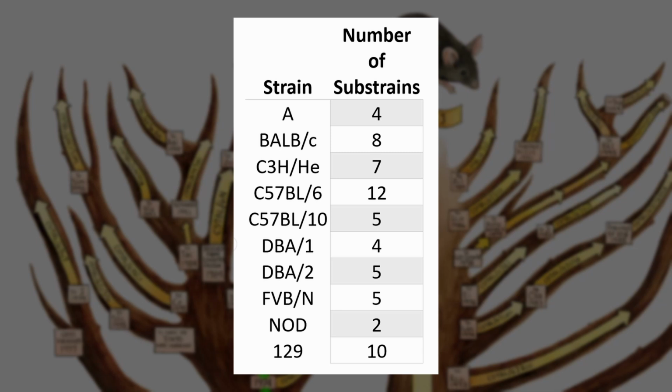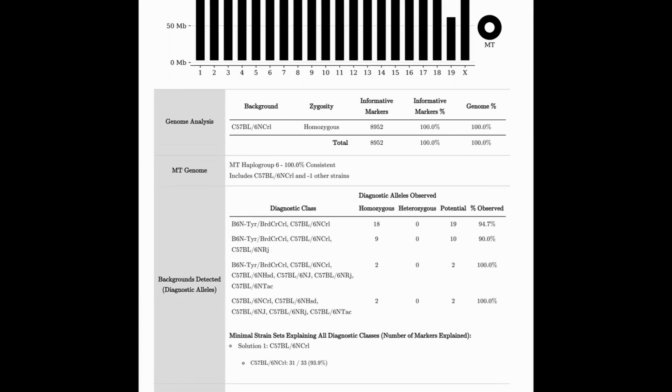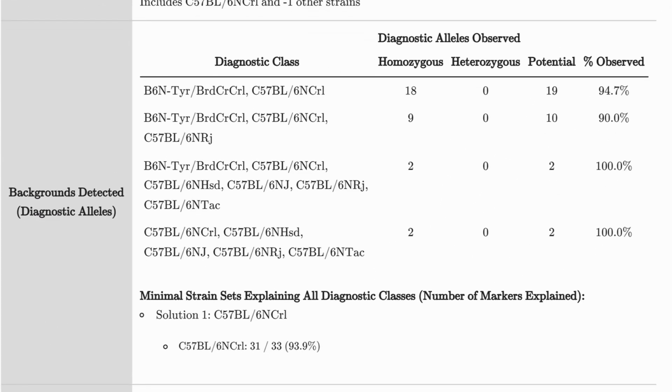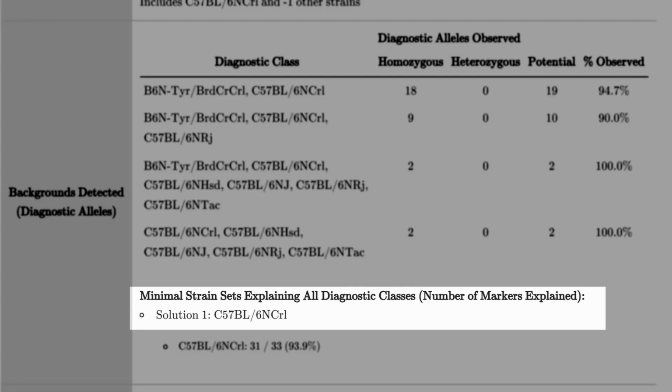Diagnostic markers were intentionally overrepresented in the array design. This gives MiniMUGA unique capabilities and sets it apart from all other mouse genotyping platforms. The diagnostic analysis section of the report answers 2 potentially critical questions for the researcher. Does a sample contain 1 or more substrains? If there are multiple substrains present, from which vendors were they sourced? This information can be found in the section labeled Minimal Strain Sets Explaining All Diagnostic Classes.